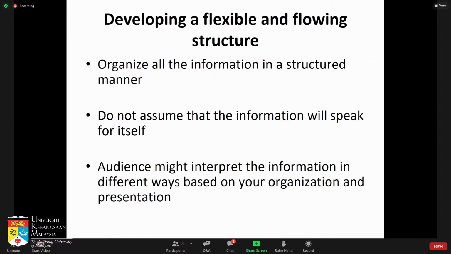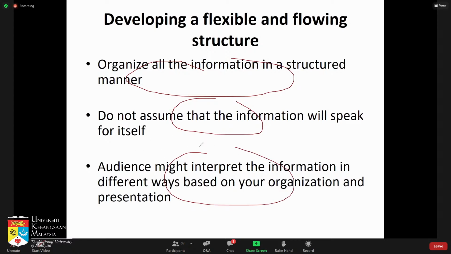In developing the flowing structure, of course, you organize all the information. You can see on my screen here that I use really only a few lines, and the font has to be mostly more than 24, so that people can read and also listen to you. You don't need to read them one by one. Organize all the information in a structured manner. Do not assume, this is absolutely rubbish. You must know what content to give to the audience.